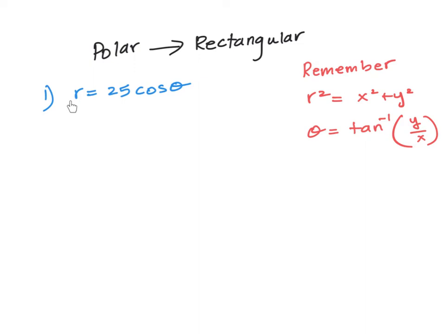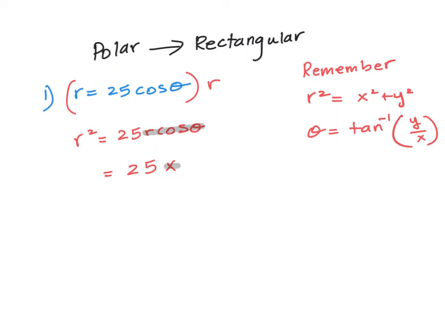So what can I write instead of r? Square root of x squared plus y squared, right? But here, do I have r cosine theta to change that to x? So it's better then to multiply the whole equation by r. What is r times r? R squared. And then 25 cosine theta will be 25 r cosine theta. So see how I'm prepping my equation for r cosine theta. What can I replace r cosine theta by? X. So r cosine theta is your x.